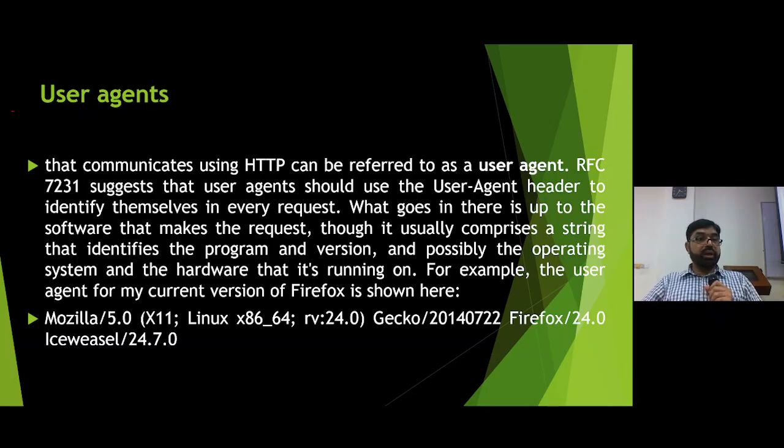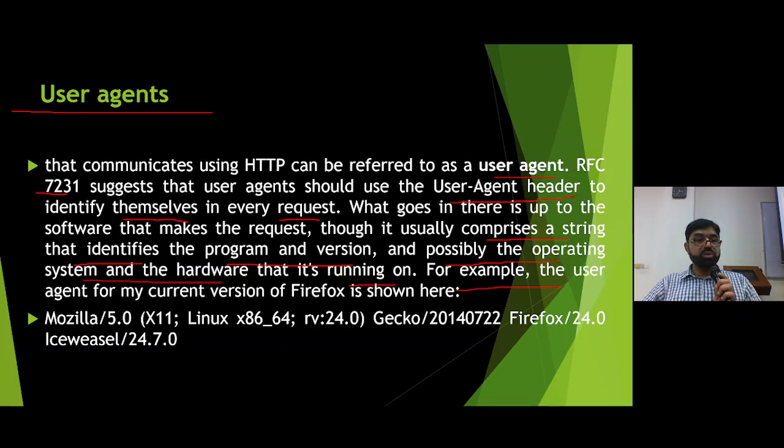So now we are learning about user agents. A user agent that communicates using HTTP can be referred to as a user agent. RFC 7231 suggests that user agents should use the User-Agent header to identify themselves. In every request, what goes in there is up to the software that makes the request. It comprises a string that identifies the program and the version, and possibly the operating system and hardware that it's running.